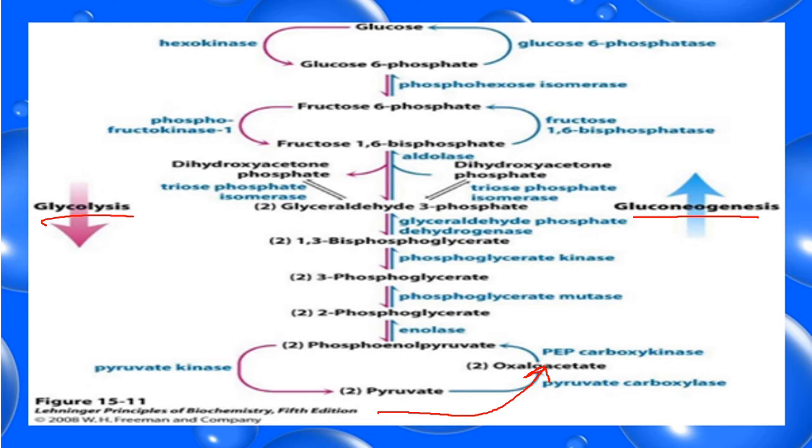This oxaloacetate cannot permeate the mitochondrial membrane well and must be transported across the membrane in the form of malate. The second reaction is oxaloacetate to phosphoenolpyruvate, also called PEP. This reaction occurs in the cytoplasm. The hydrolysis of GTP provides the energy for the carboxylation of oxaloacetate.